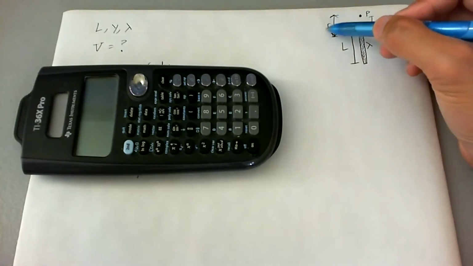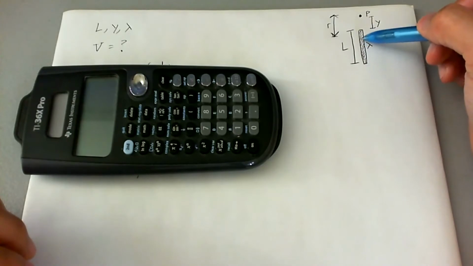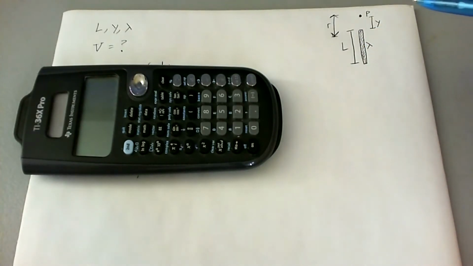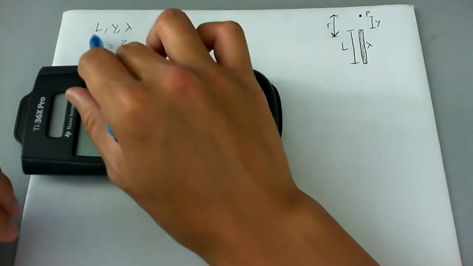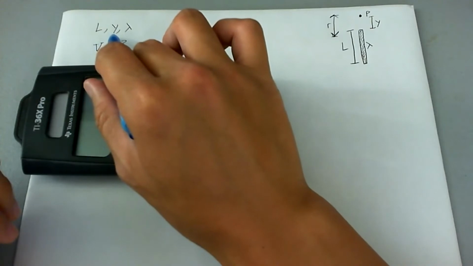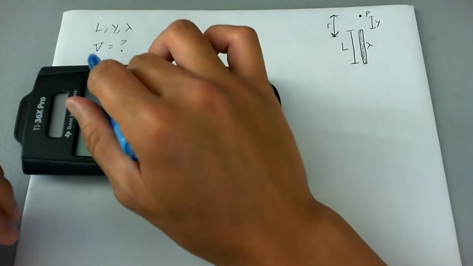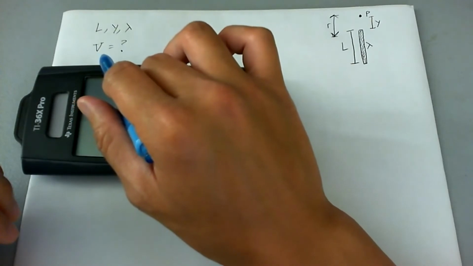And we're going to go ahead and use the variable r to indicate a distance from P to every point in this little line here. So the three variables that we do know that's given in the problem is the length of the line L, the distance P is from the top of the line, which is y, and the line charge density of lambda. And we need to find the voltage or the potential at point P because of that line.